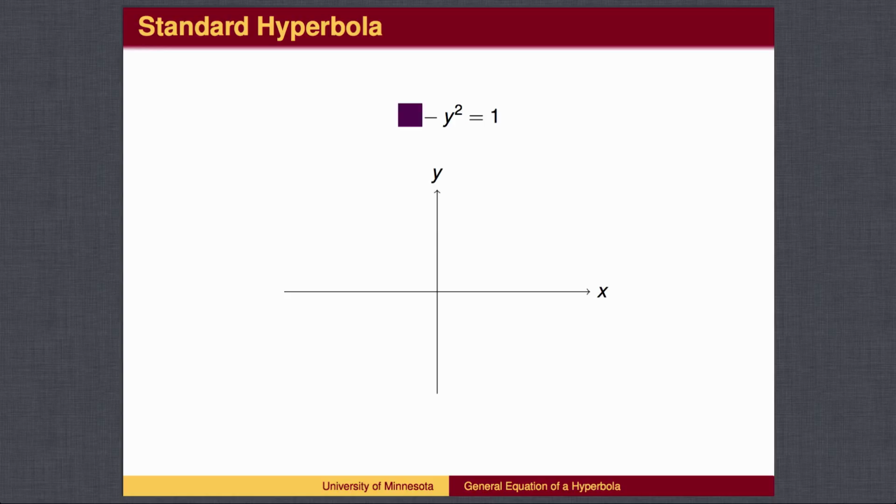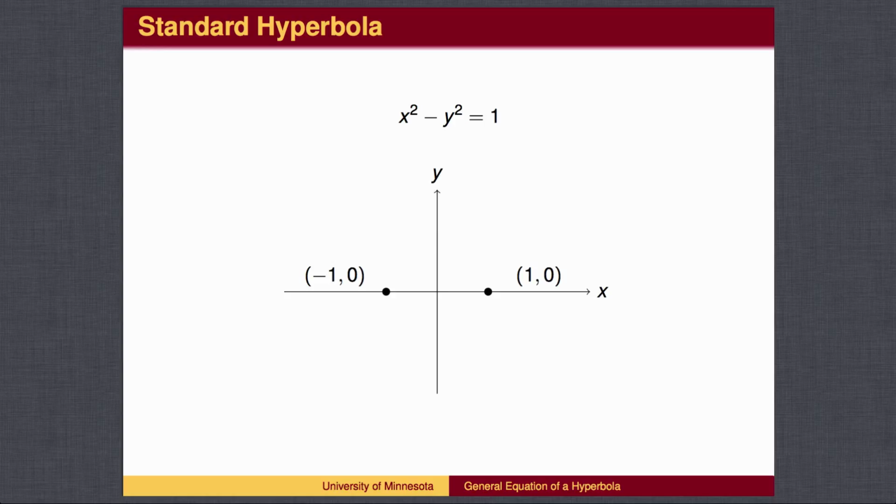If x equals 0, then we are left with the equation negative y squared equals 1, which has no solutions. So this graph will not touch the y-axis. If y equals 0, we get the equation x squared equals 1, so we will have intercepts at negative 1 and 1. The points (1, 0) and (negative 1, 0) are called the vertices. As we move up and to the right, the graph will approach the line y equals x.